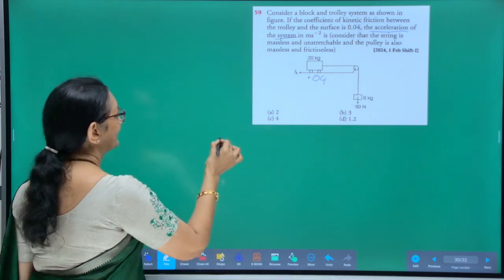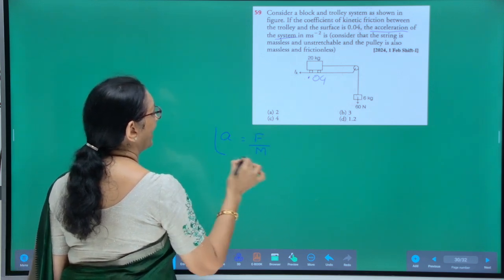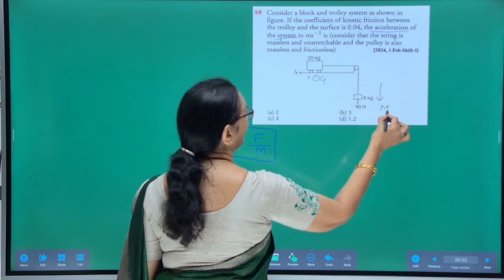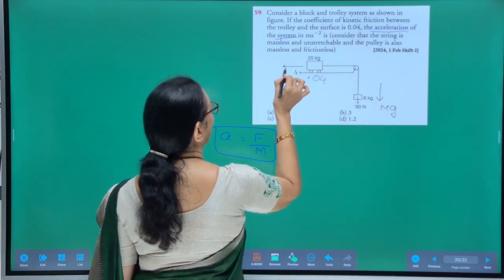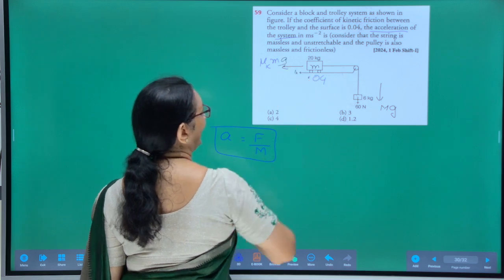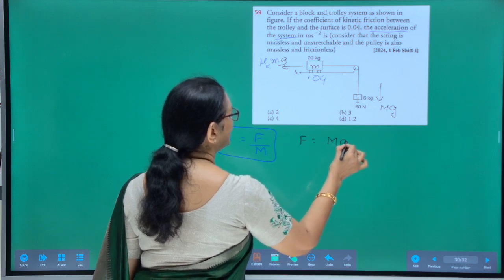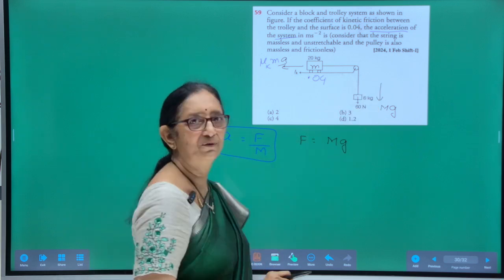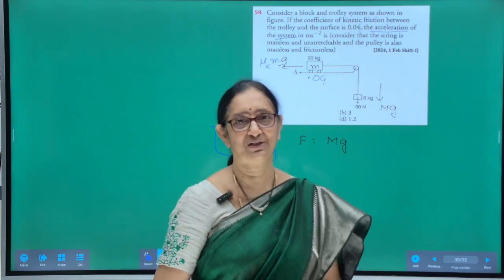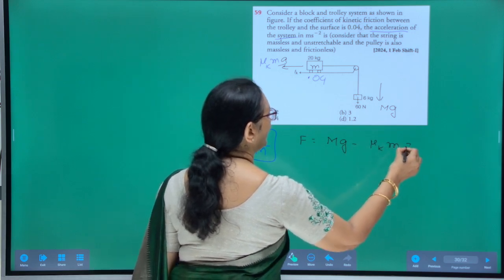Look here, acceleration is net force divided by total mass of the system. Here net force is equal to mg minus frictional force Fk, which is mu k mg, if this mass is m. So, net force is mg, because this force is trying to pull the system, whereas frictional force is trying to oppose the motion of the system. So, mg minus mu k mg.